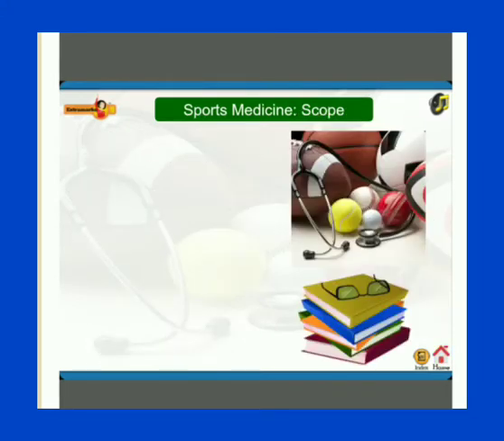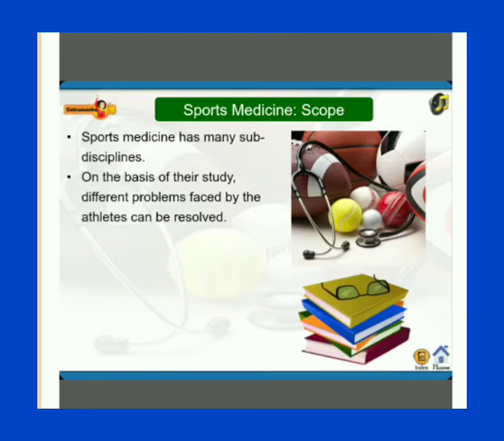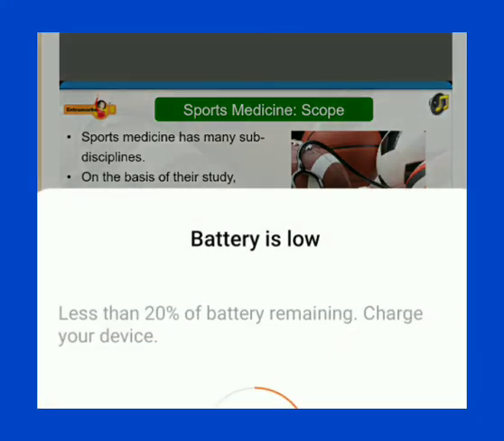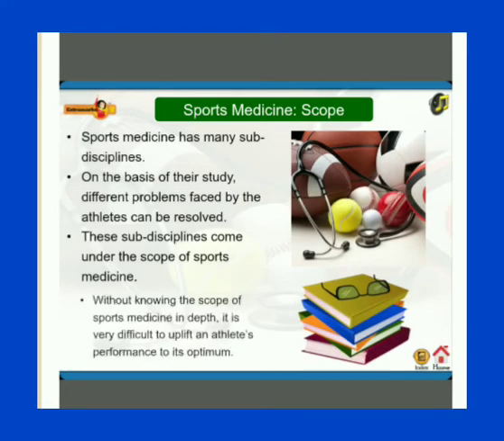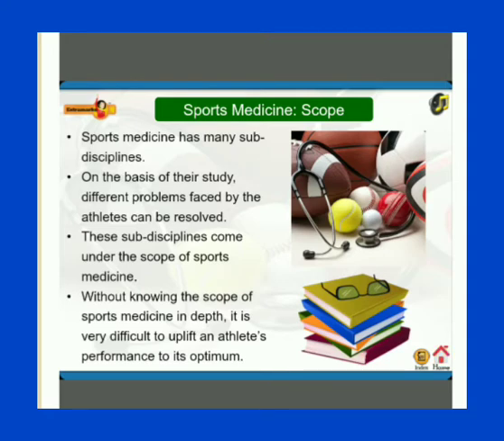Sports medicine, scope. We know that sports medicine has many subdisciplines. On the basis of their study, different problems faced by the athletes can be resolved. These subdisciplines come under the scope of sports medicine. Without knowing the scope of sports medicine in depth, it is very difficult to uplift an athlete's performance to its optimum. Let us now identify the extended list of the scope of sports medicine.